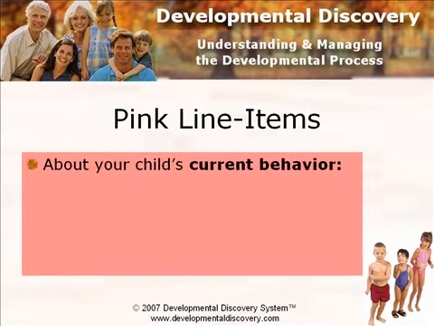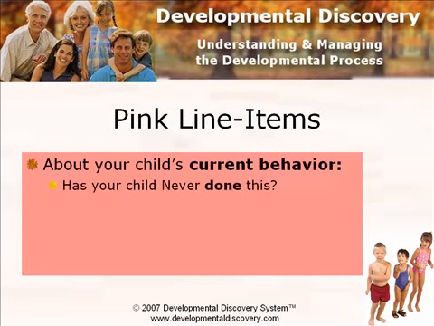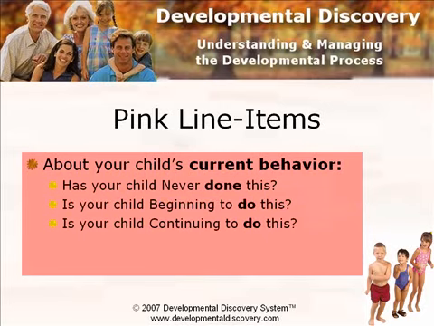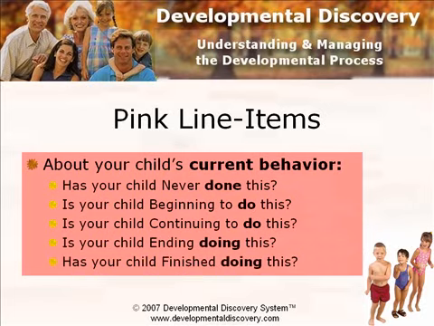Pink line items are about your child's current behavior. Has your child never done this, or is your child unable to do this? Is your child beginning to do this? Is your child continuing to do this? Is your child ending doing this? Has your child finished or accomplished doing this?